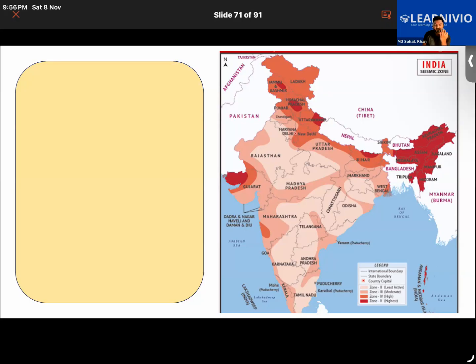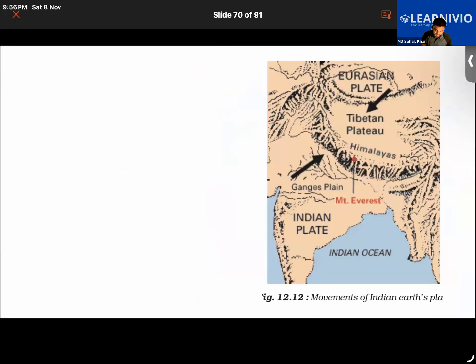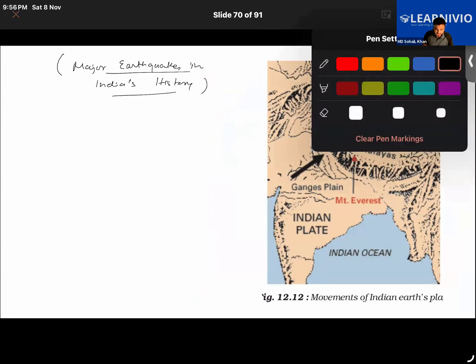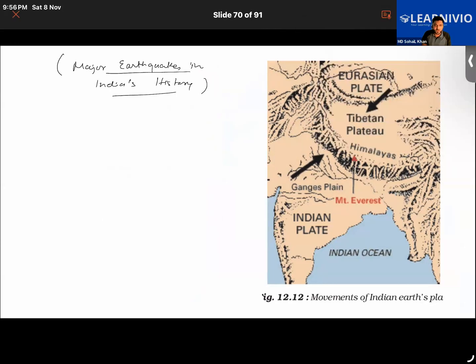Okay, so let's write the names of it also. Also, in the history of India, there have been many major earthquakes. You guys are aware a bit about it. So, major earthquakes in India's history. All of you would have heard about the Bhuj earthquake of 2001. I suppose many of you would have studied about it.